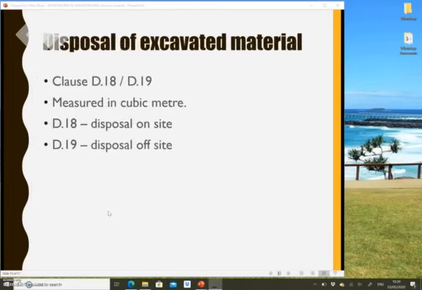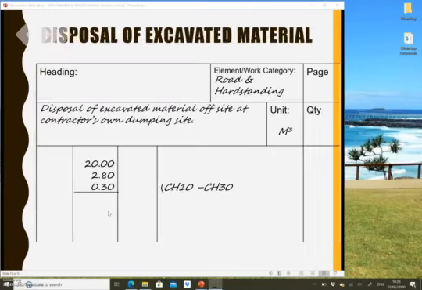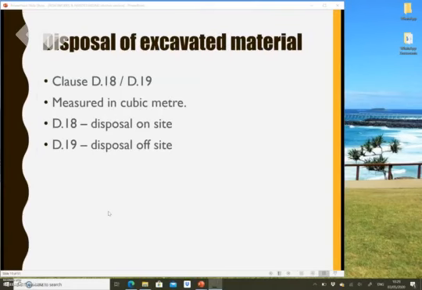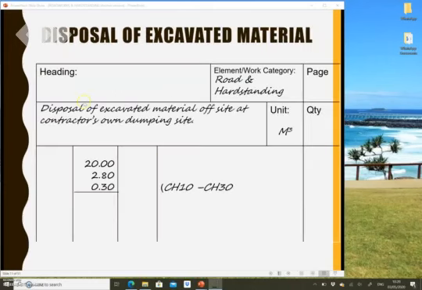Okay, disposal of excavated material. You need to refer to section D11 and D19. It says that you have to measure in cubic meter as well. And for D18 is disposal on site, and D19 is the disposal off site. And again, this is how you write it in your slip sort paper. What's important is you write a very clear description. You don't have to memorize this description, but you can always refer back to your drawing and your SMM.